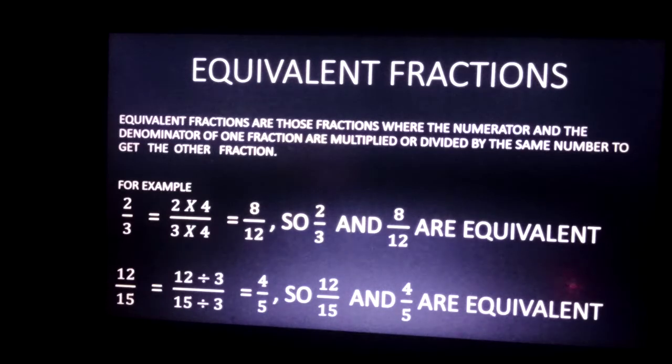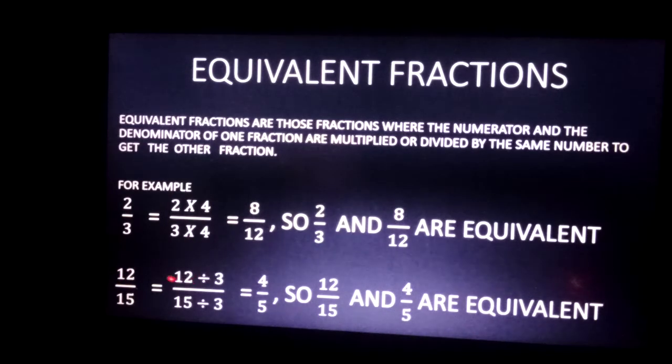Same way, look at this example, 12 by 15. Now, both can be divided by the same number, 12 divided by 3 and 15 divided by 3. Both are exactly divisible. They can be divided by other number too, but they should be exactly divisible. Keep that in mind. The number which you select for dividing both the numerator and the denominator, that number should be a factor of both the numerator and the denominator.